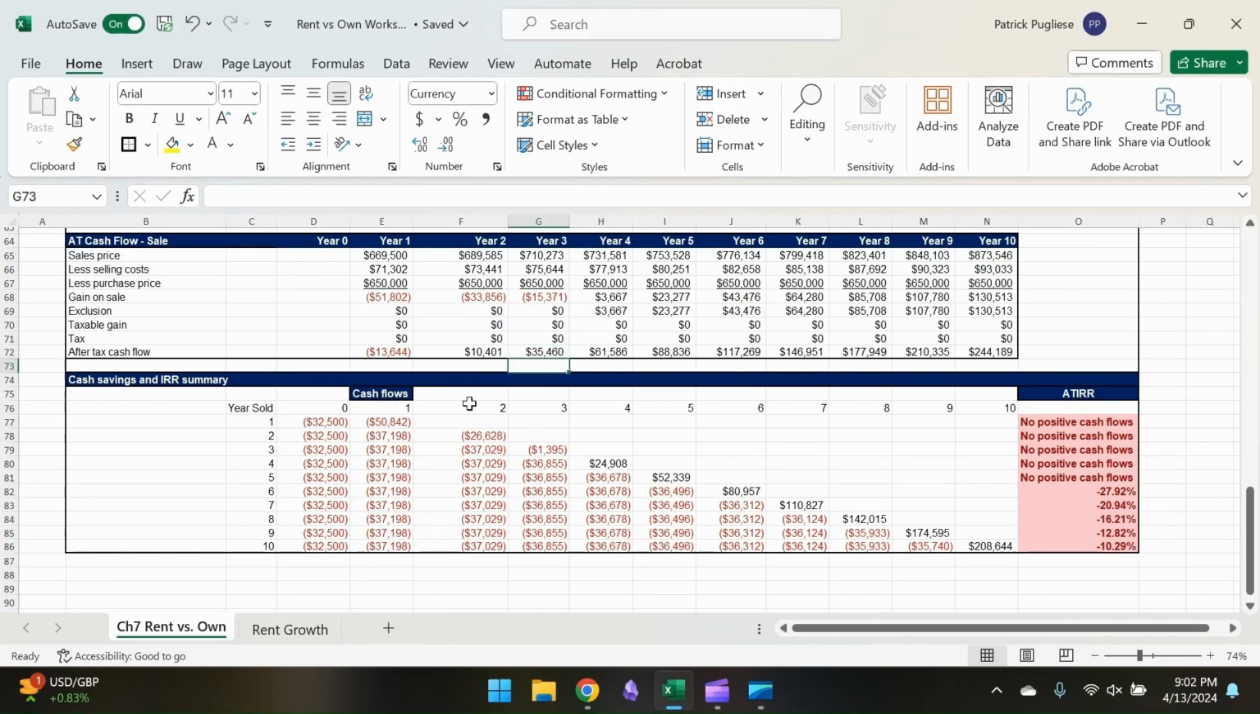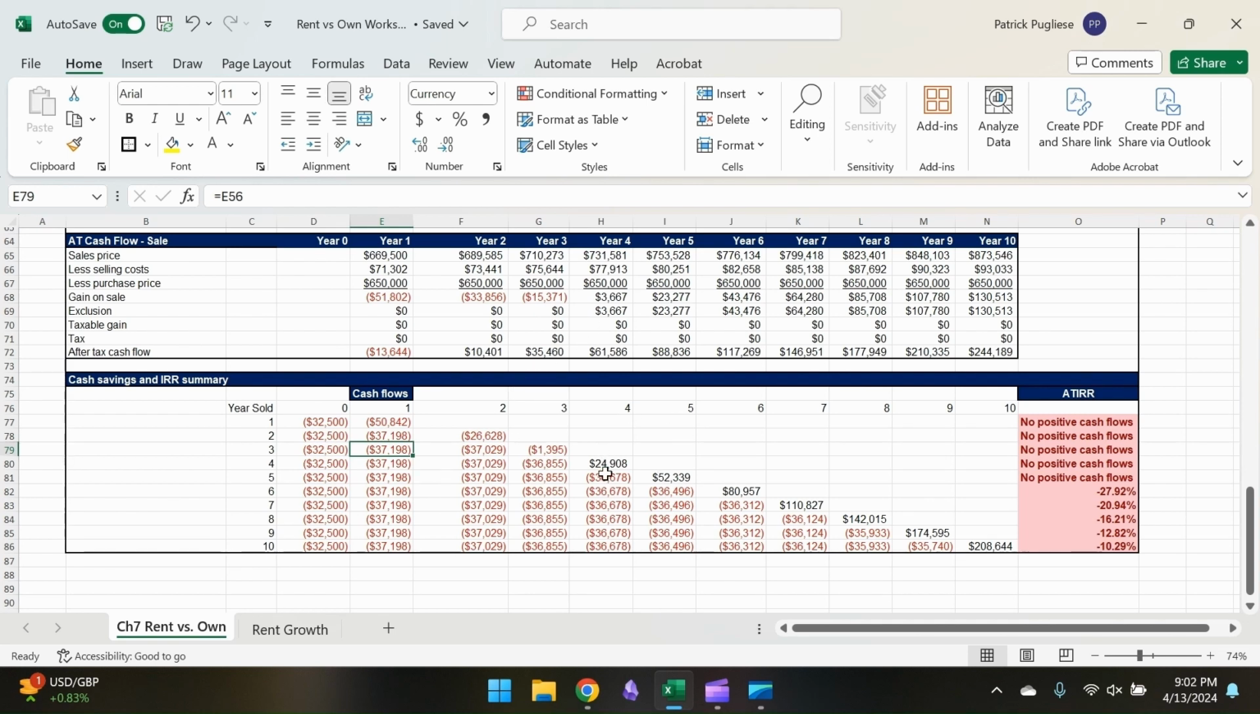If you sell within a year or 2 or 3 years, there's no positive cash flows. That means even after you sell the home and deduct your selling costs, you're not even gaining anything from the sale. So you haven't gained anything from purchasing the home.